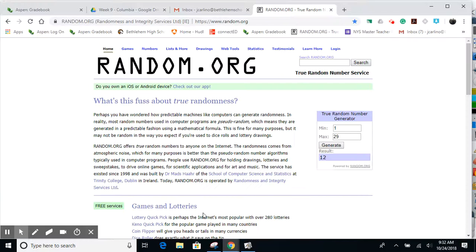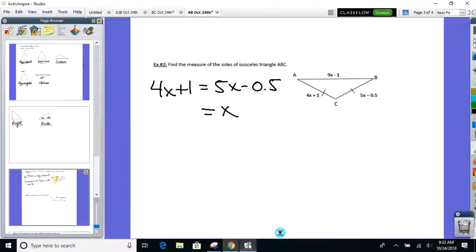When you're ready, what are you guys finding as the value of x? What do you find the value of x as? 1.5, nice job. Now, it does say to find all three sides, so now I got to go back to AB, plug in 1.5, do the same thing for AC and CB.